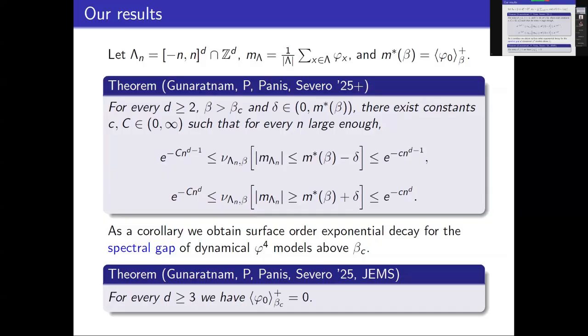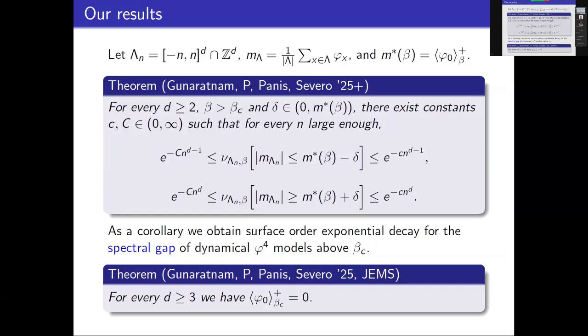Okay, and as it turns out, the large deviations are different depending on whether you look at the upper or lower deviations. So if you're asking your magnetisation to be smaller than the expected one, then the deviations are exponential in the surface of the box that you're working on. And if you're asking for your empirical magnetisation to be larger than the expected one, then you get deviations exponential in the volume. Okay, and in fact, this second result, in some sense, is not so interesting because it holds for any value of beta. So for this second result, you don't even need to work above beta c.